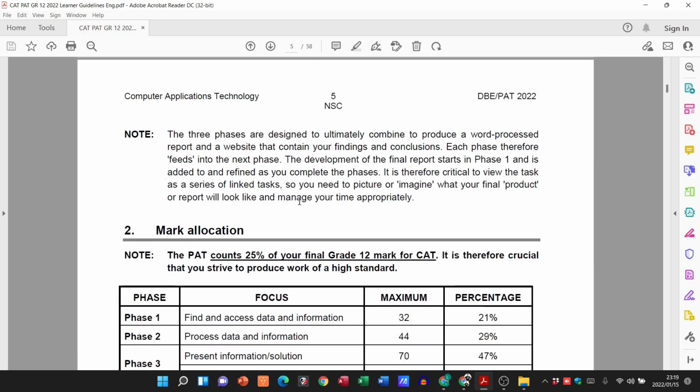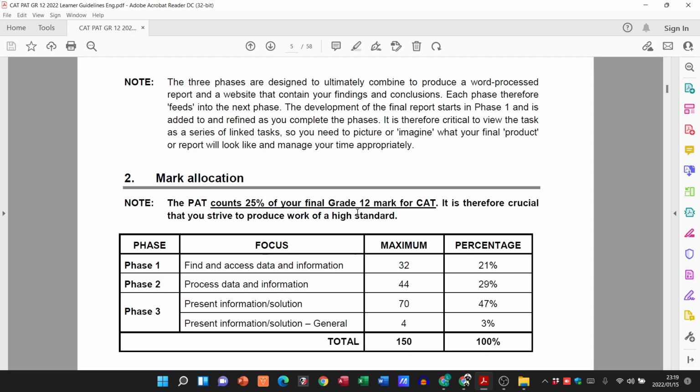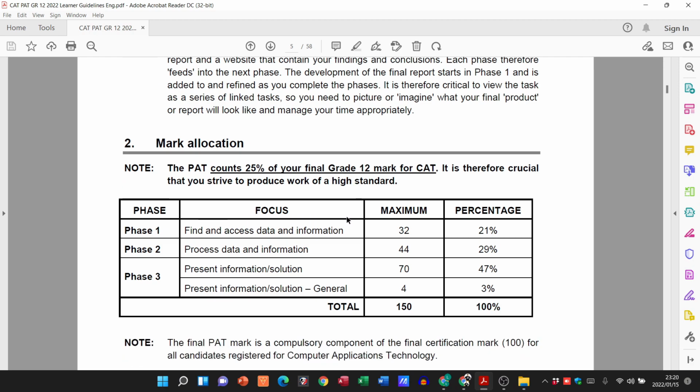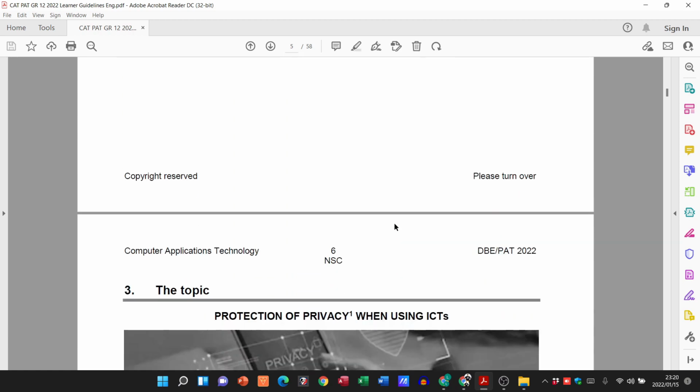So here they mention the mark allocation. There they tell us the PAT counts for 25% of your final grade 12 mark, and it's broken up as follows. For phase 1, that phase will be out of 32 marks. Phase 2 will be out of 44. Phase 3 is out of 70, because you've probably got your database, your final report, and your website there as well. So a lot of things in phase 3, very important. Then just a general 4 marks that is up to the teacher to give you in terms of did you hand everything in on time, does it look good, etc. Okay, that's the mark allocation.